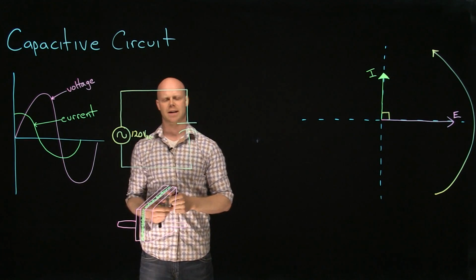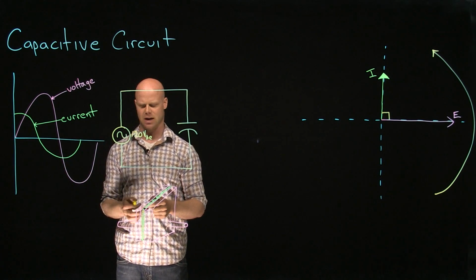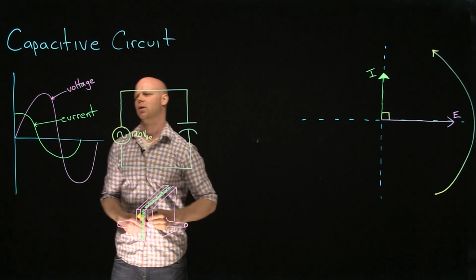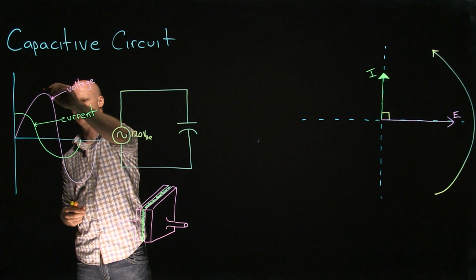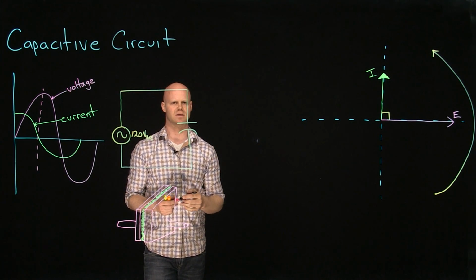When current is at its peak value, voltage is at 0. Peak value happens at 90 degrees. When voltage is at its peak value, current is at a minimum. Current is at 0.